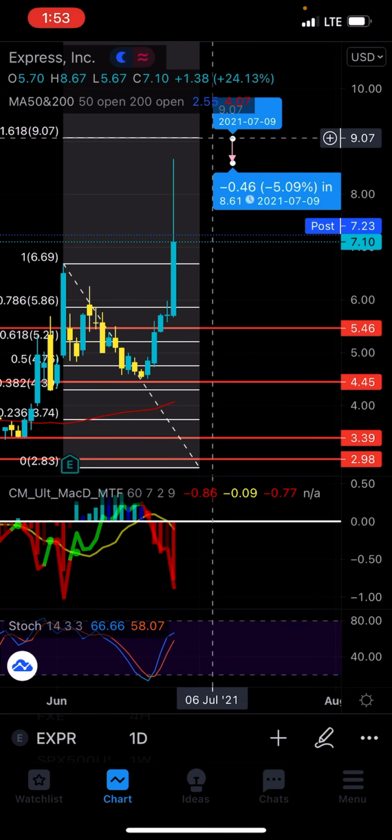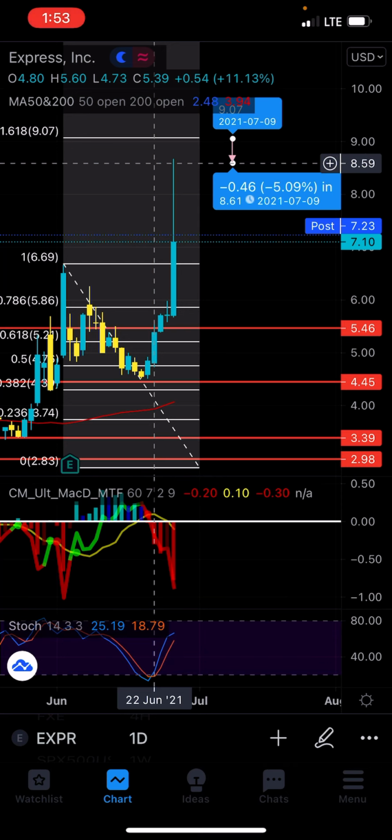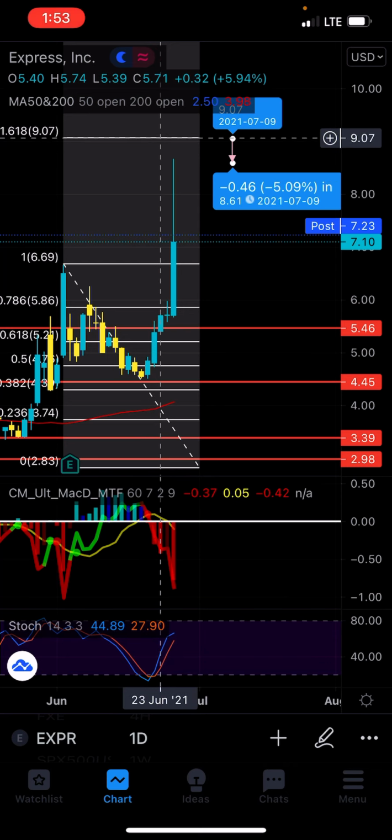Why I expected a run close to that $9 mark, but why I actually took all my calls out and my profit before that, is because there's a chance that it's going to hit $9.07, but I like to be a little bit more conservative, which is why I actually took profit out 5% lower than that next fib level. So I hope that's relatively easy for everybody to understand.